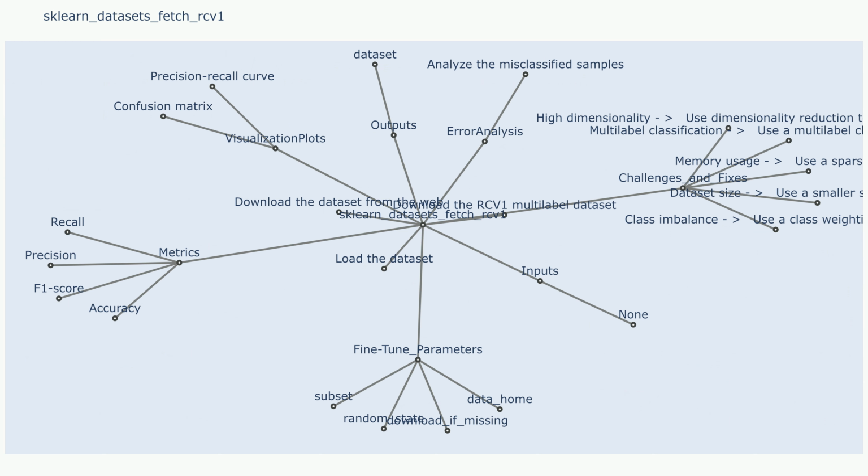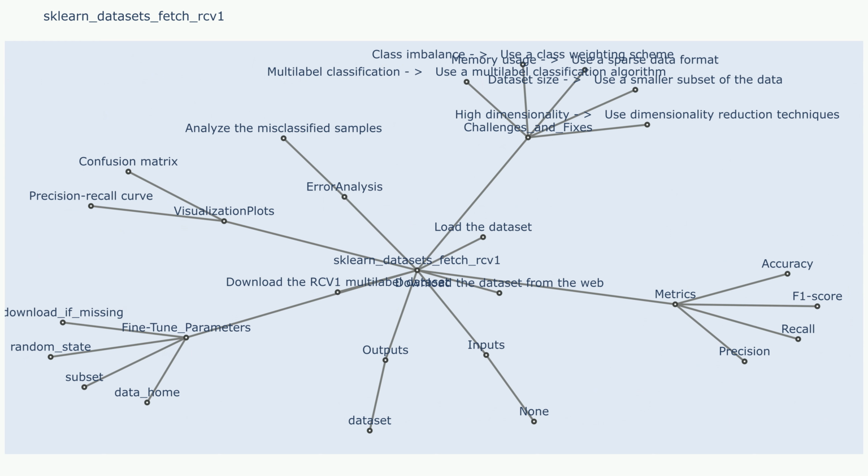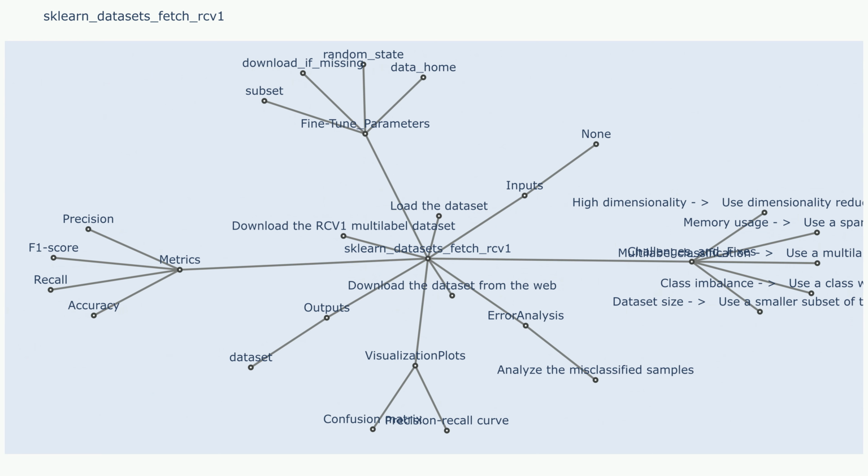Dataset DESCR: a string describing the dataset. Dataset filenames: a list of strings containing the file names of the documents. Steps: the dataset is downloaded from the RCV1 website. The dataset is parsed and converted into a format that can be used by scikit-learn. The dataset is split into features and labels. The features are converted into a sparse matrix. Metrics: none. Visualization plots: none.